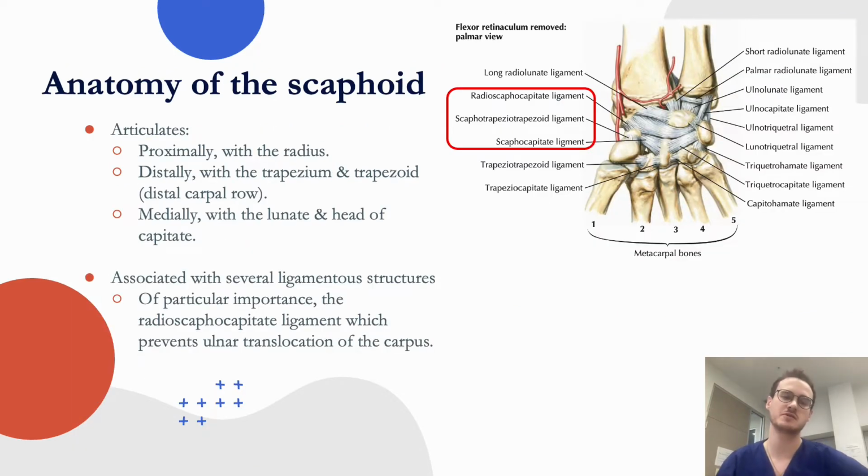So in terms of its anatomy, it articulates proximally with the radius, distally with the trapezium and the trapezoid of the distal carpal row, and medially with the lunate and the head of the capitate. And it's associated with several important ligamentous structures, which I've highlighted in red, particularly the radioscaphocapitate ligament. And this ligament prevents ulnar translocation of the carpus. It's also important in the pathology of scaphoid fractures, which we'll get onto in just a moment.